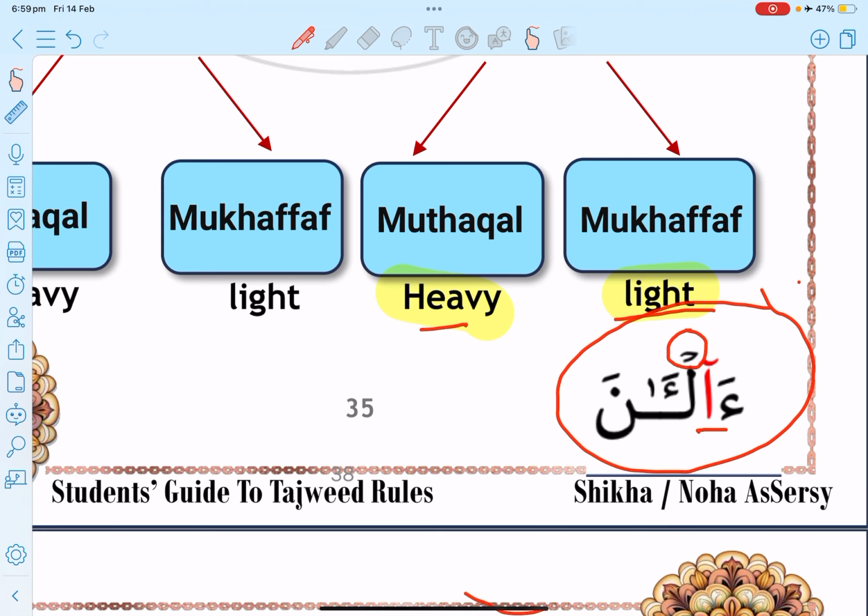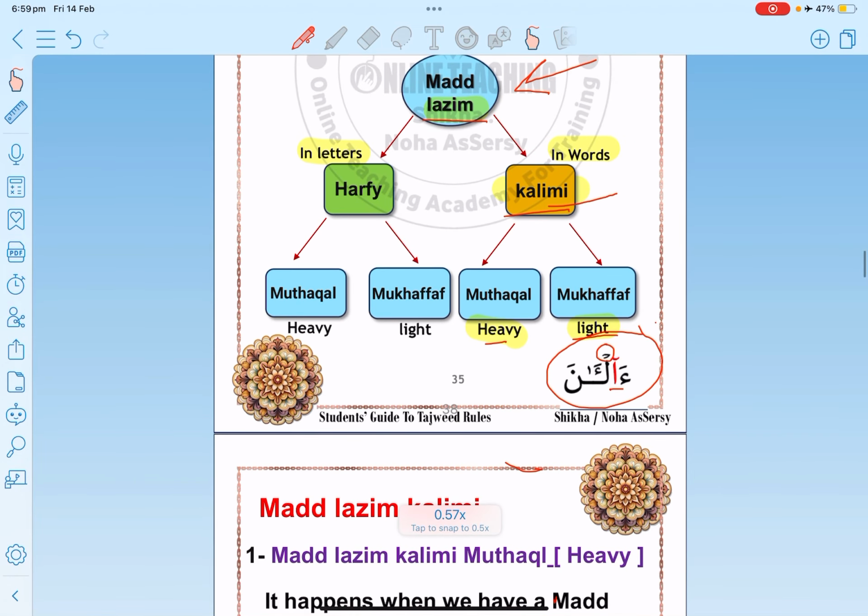Because if the mad letter is followed by shadda, we're going to call it heavy, or مثقل. So we have مد لازم كلمي مثقل, and we have مد لازم كلمي مخفف. We took مد لازم كلمي مخفف, and now we're going to take مد لازم كلمي مثقل.